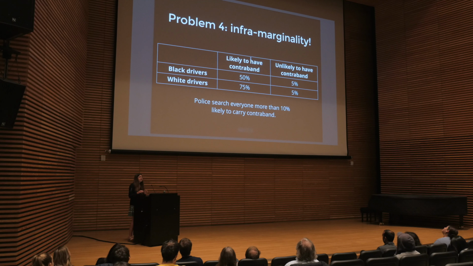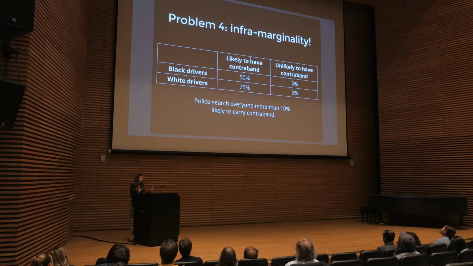But problem 4, the hit rate test itself has a problem which is known as inframarginality. Here's a simple hypothetical example to illustrate this. Imagine you have 2 races of drivers, white and black drivers, and within each race you have people who are quite likely to carry contraband and quite unlikely to carry contraband. And these groups are easy to tell apart.